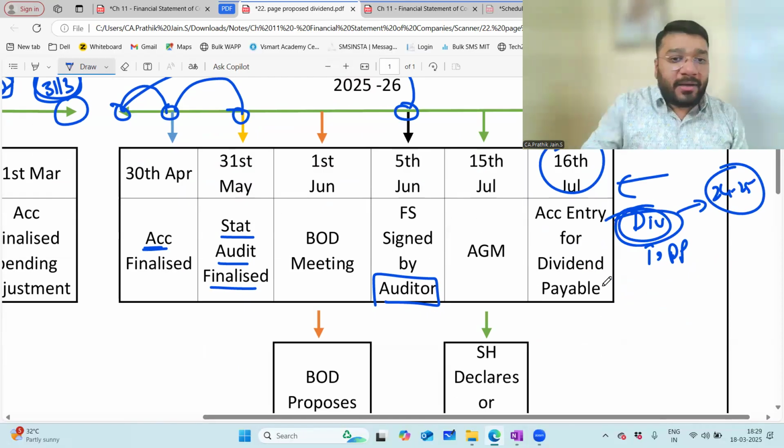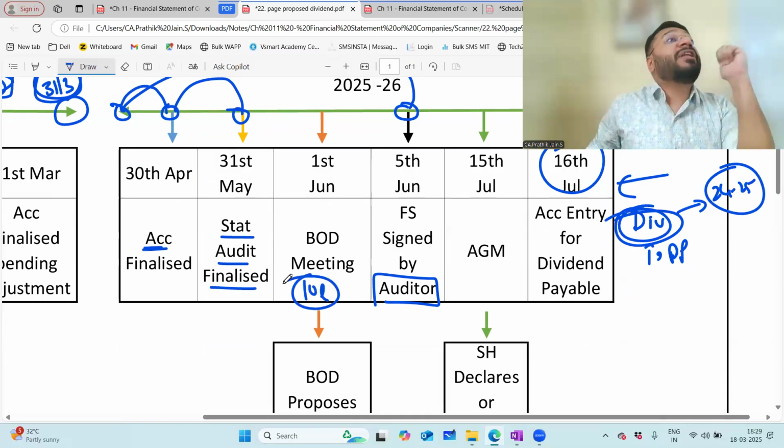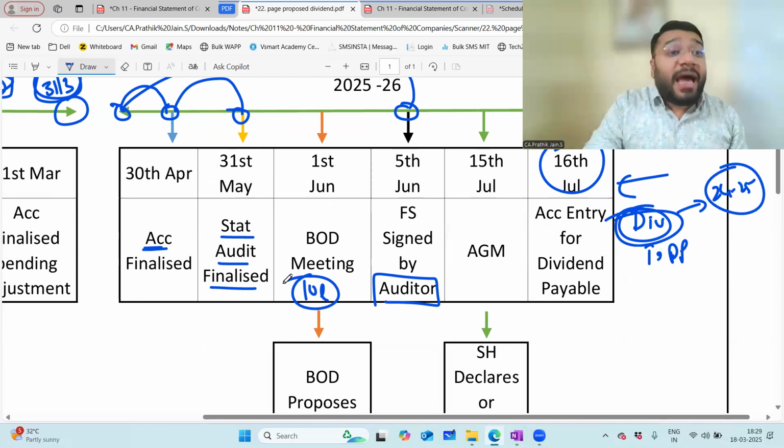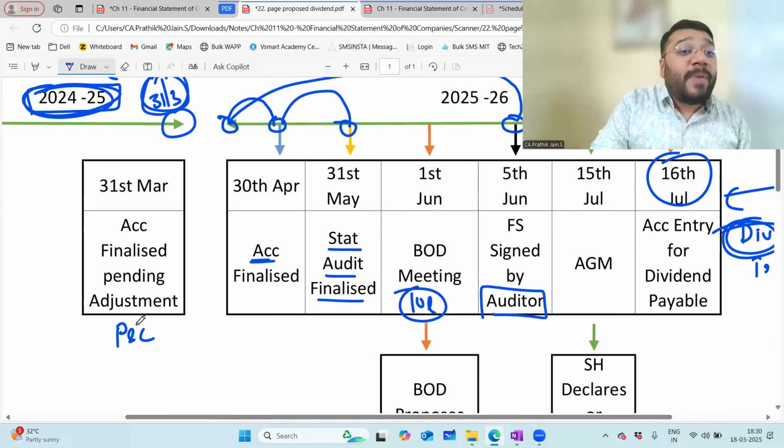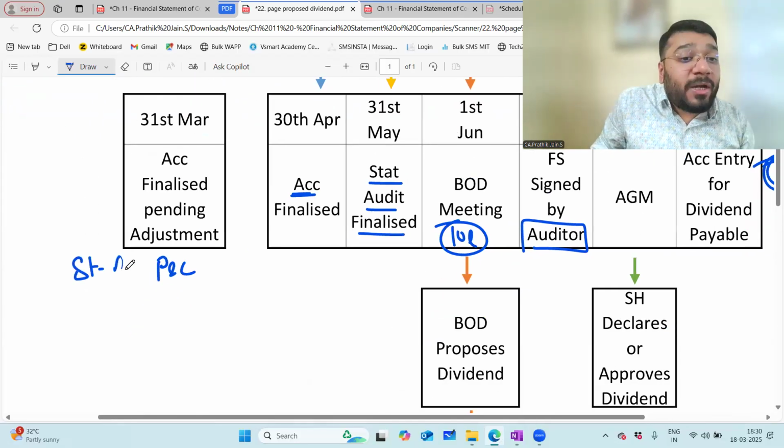Hello? Here, the board of directors proposed 10 lakh dividend, no? This 10 lakh dividend, out of which profit are they going to give? They are going to give it out of the profit of 24-25. That is, in 24-25, you prepared a statement of P&L, no? In that P&L, you had income.